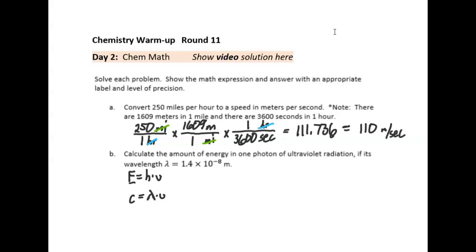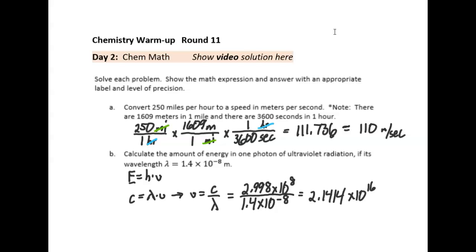This second equation can be transformed so that the nu symbol is alone. Nu equals C divided by lambda. Make the substitution for C the speed of light, and the substitution for lambda the wavelength. And divide these two scientific notation numbers on the calculator. The result is 2.1414 times 10 to the 16th power hertz.